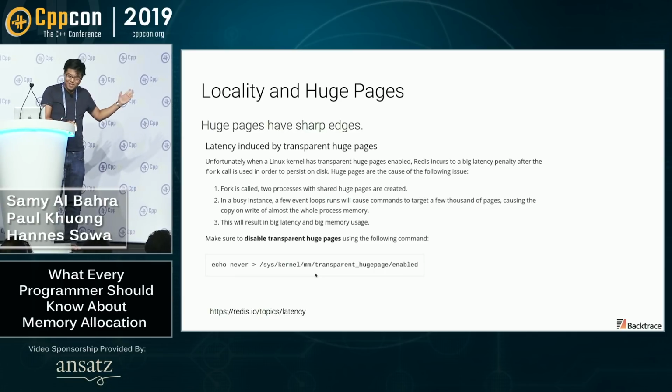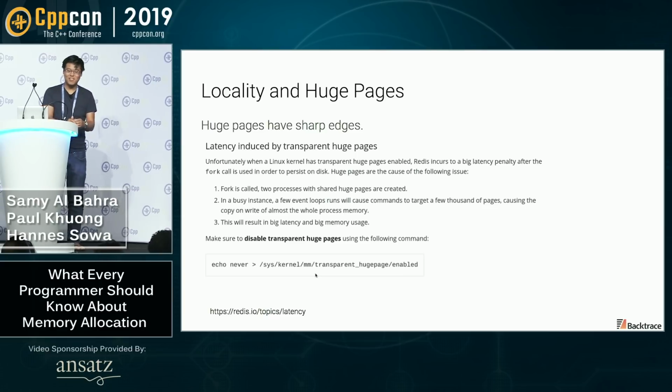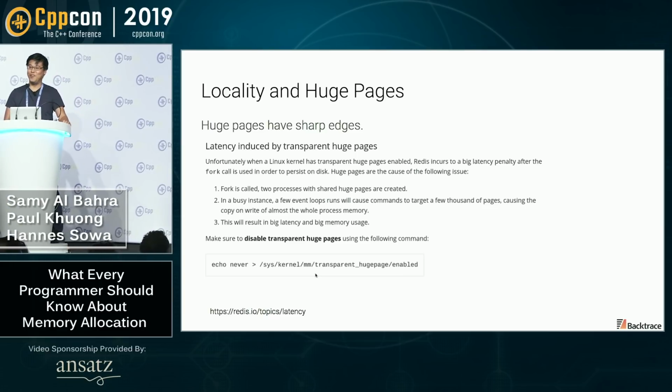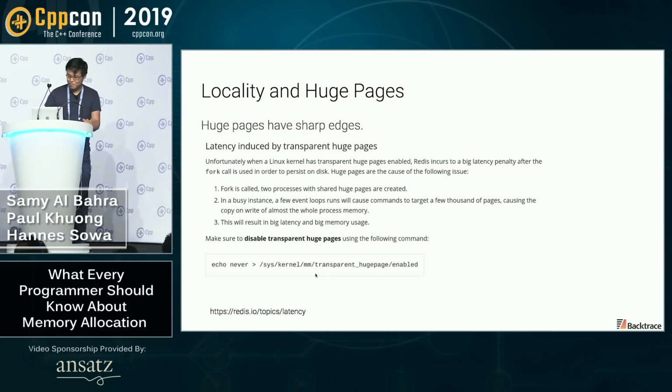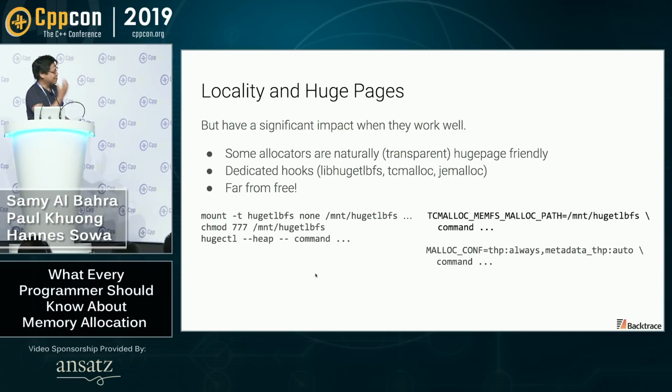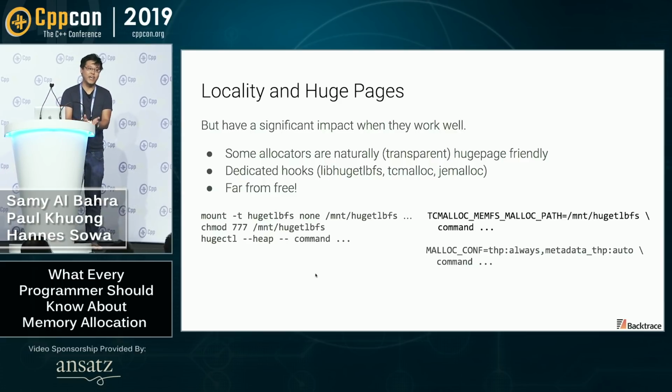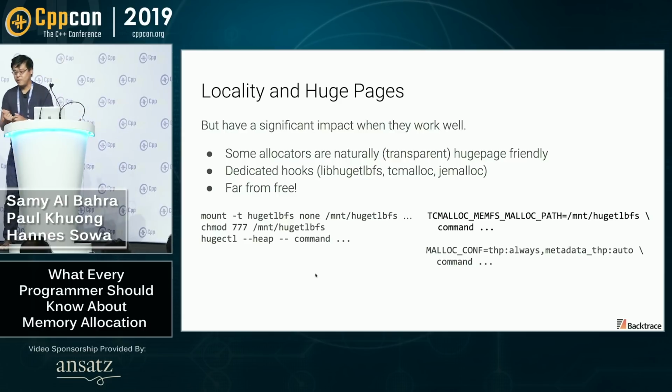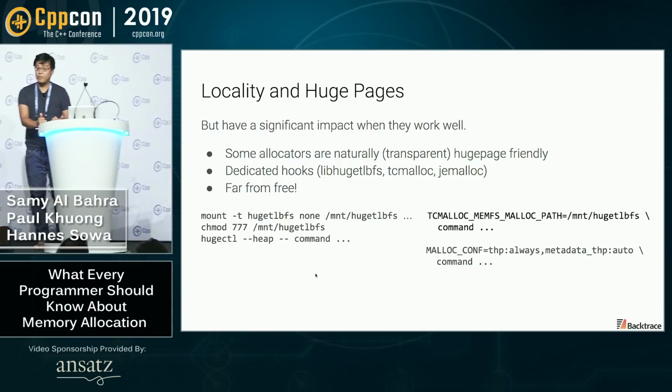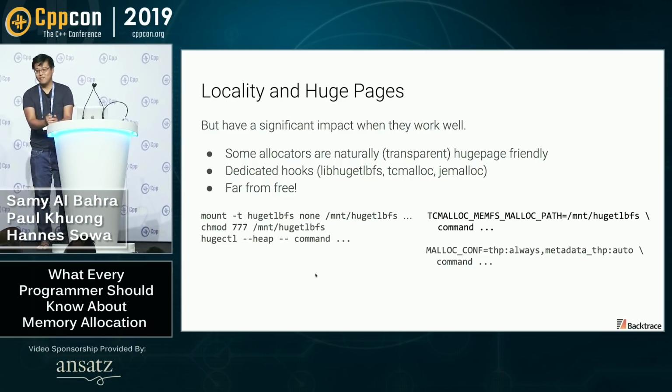So in this post, it shows how to disable transparent huge pages. You can also use the same interface to enable transparent huge pages on Linux. But I don't think this is the right way to do it. You probably don't want to enable transparent huge pages for everything on your system because, again, when they fail, they fail really hard. So instead, what we should be doing is use dedicated hooks in our memory allocators. So if you use glibc malloc, you can use libhugetlbfs to enable large page backing data. You have similar hooks for tcmalloc and for jemalloc.